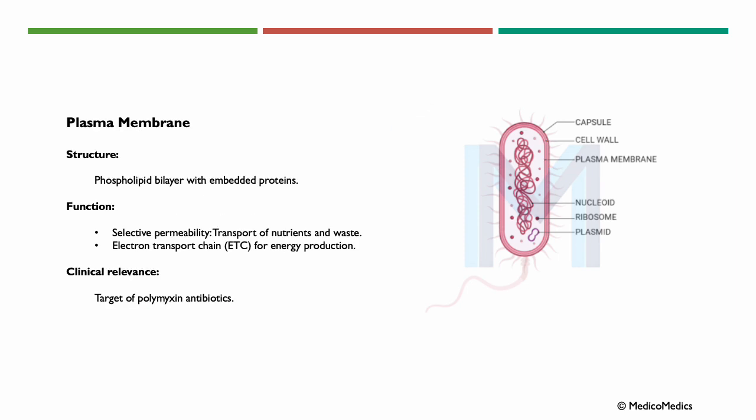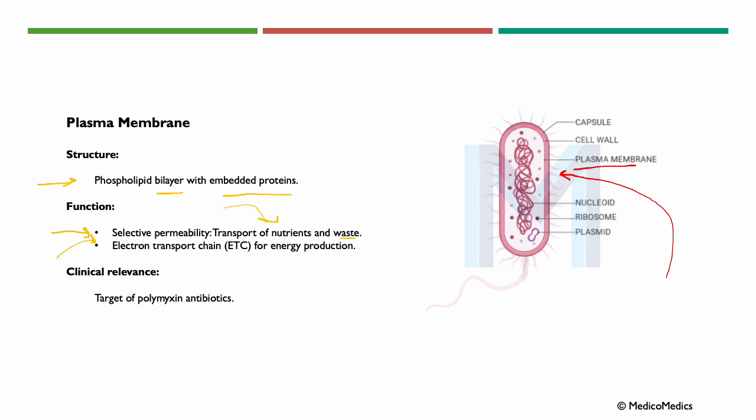Now let's talk about the plasma membrane. So the plasma membrane is like the security gate of the bacterial cell. And it controls what nutrients and waste enter or leave. And it also helps the cell to generate energy. Now, some antibiotics work by damaging this gate, killing the bacteria. Now, its structure, it's a phospholipid bilayer with embedded proteins. Its functions, selective permeability, so transport of nutrients and waste.